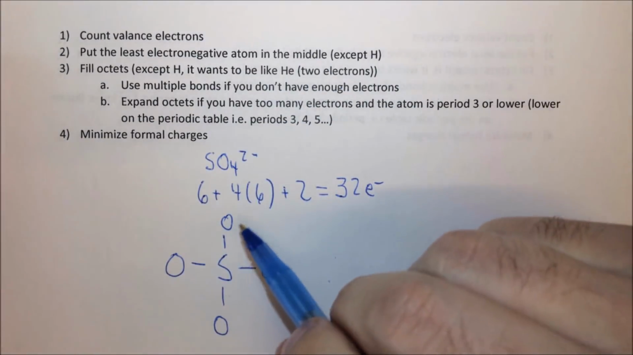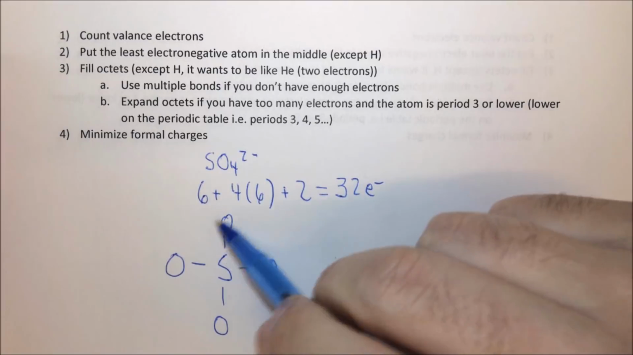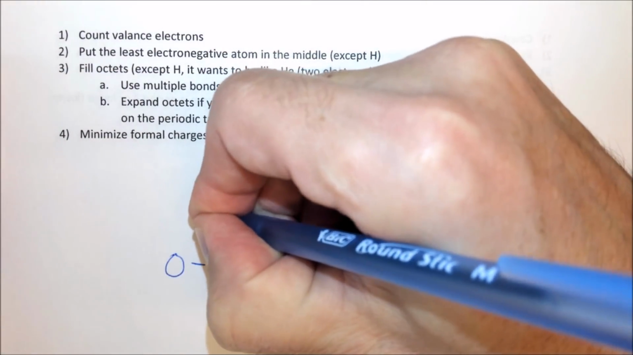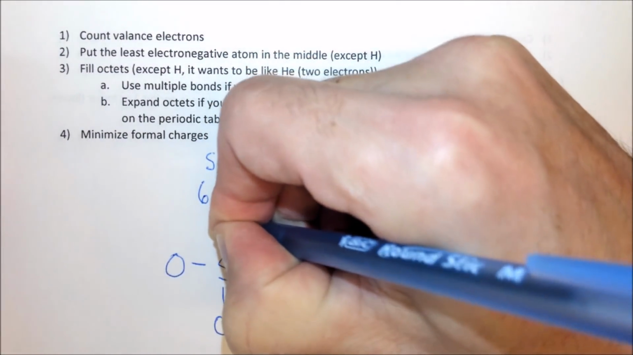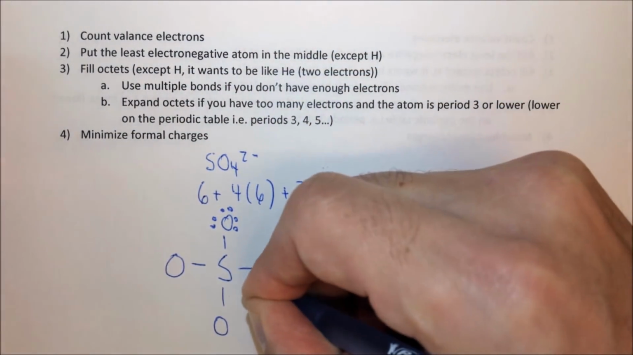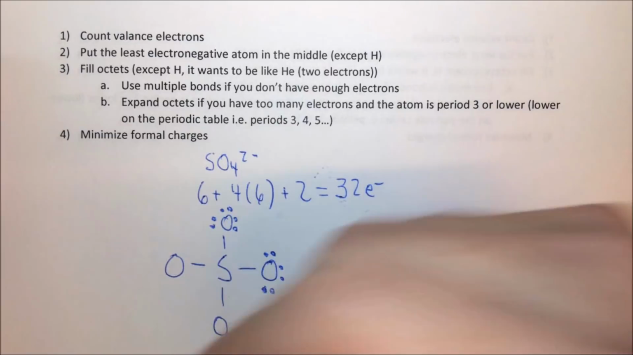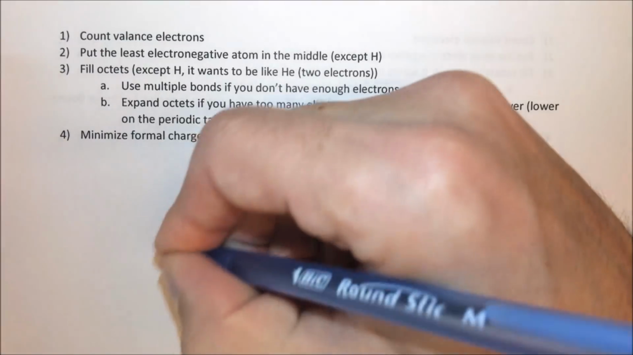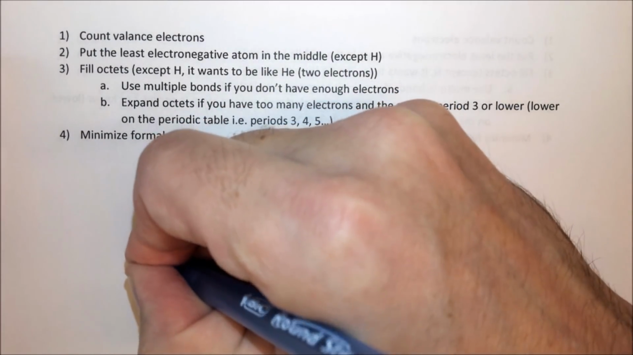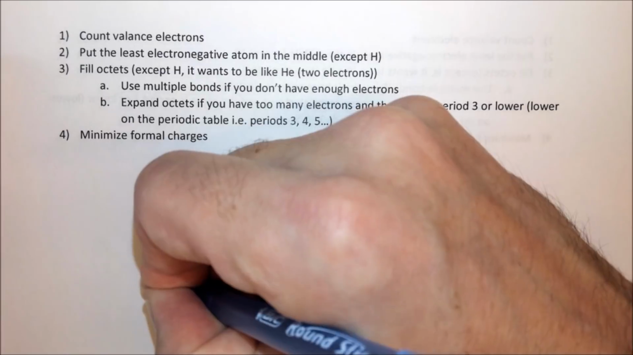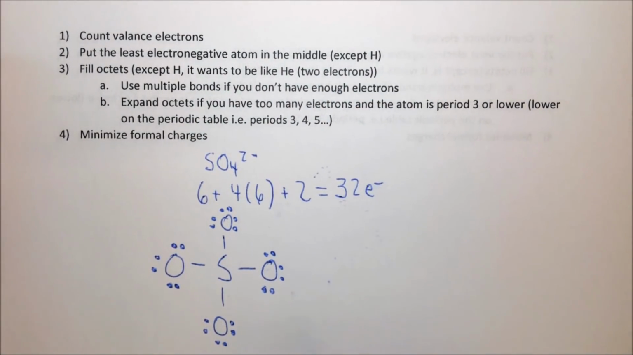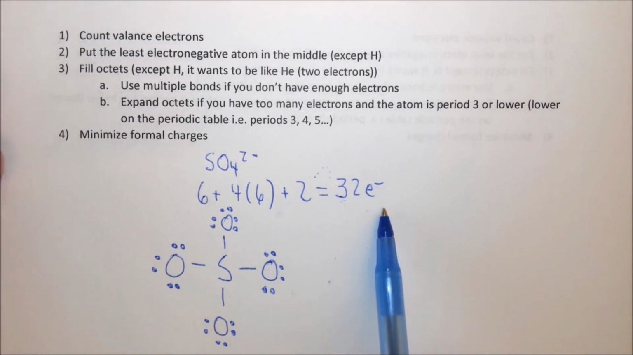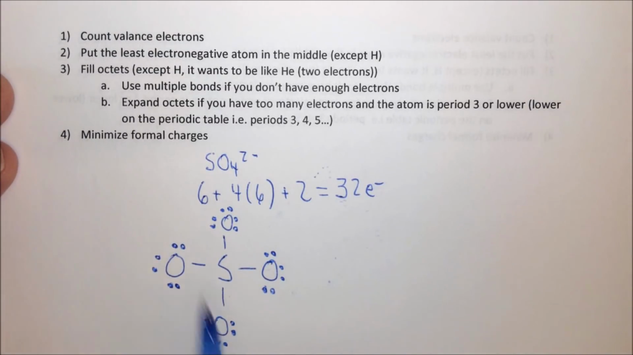Now, we want to fill the octets. Well, if we have 32 electrons and I put 8 electrons around each oxygen, that'll be 32, because 4 8s are 32. I have now filled all the octets of the oxygens. Each oxygen has 2, 4, 6, 8 electrons around it. There are 4 of them. Again, 4 8s are 32, and I filled the octets of all of these.